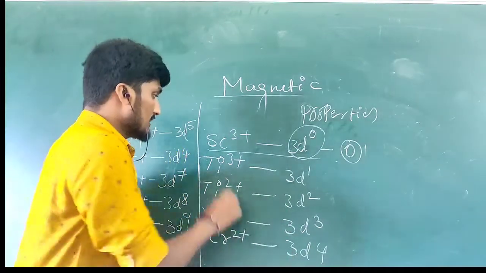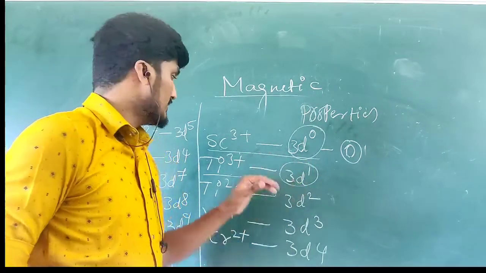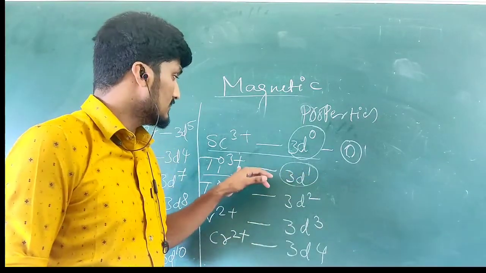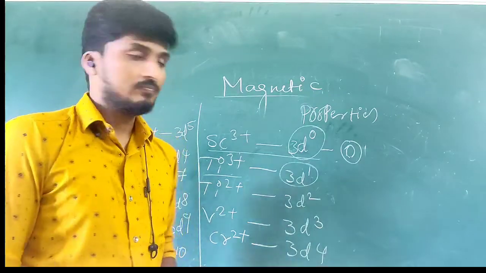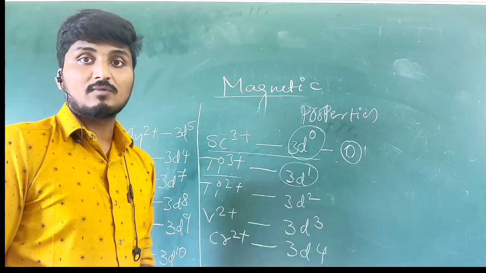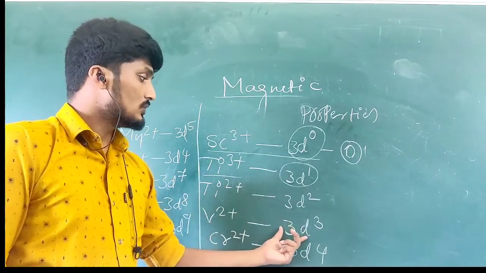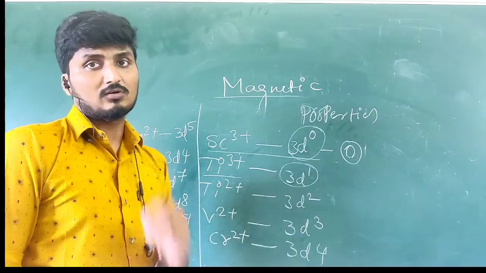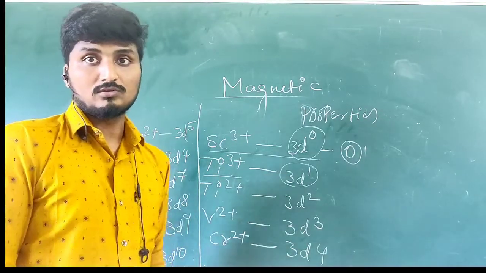Titanium 3+ is there, so 3d1 will come. That means 3 electrons are removed from the titanium, so titanium 3+ will become 3d1. So the number of unpaired electrons will be 1. If you go to titanium 2+, 3d2 will be there, so the number of unpaired electrons will be 2. If you go to vanadium 2+, 3d3 is there. So 3d3 means how many? 3 unpaired electrons are there. If you go to chromium 2+, 3d4, so 4 unpaired electrons.